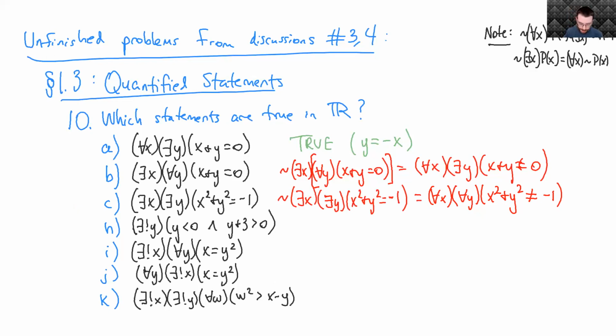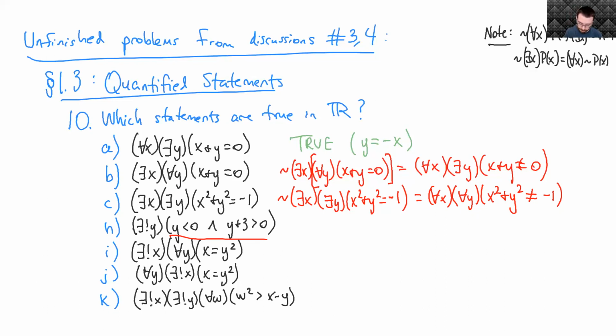All right, part H, this is our, there exists a unique element of the real numbers, which we're calling y. So the exclamation point means uniqueness. Okay, so this is claiming there is a unique y such that these two things hold. Y is less than 0 and y plus 3 is greater than 0. Okay, for a unique existence statement to be true, you would need to show two things.